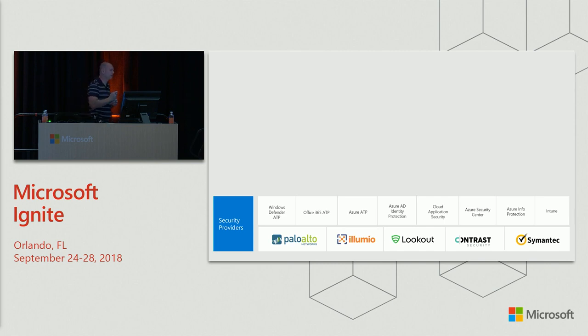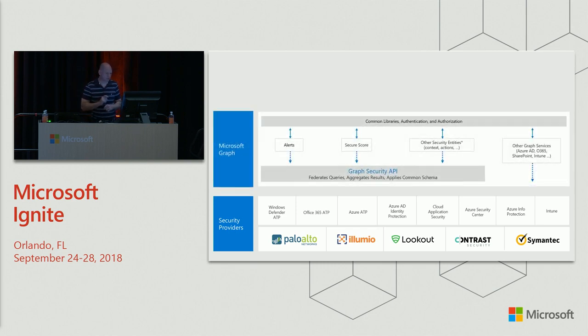And as I mentioned, we've got third-party products, and we're building up this ecosystem as fast as possible. Again, we just GA'd on Monday, so this ecosystem is going to grow very, very fast. But these are the 5 partners that were able to deliver something for us by the time of Ignite. So we truly appreciate the work that they did and thank them. Palo Alto, Illumio, Lookout, Contrast, and Symantec are all ready to go. So you can actually communicate with them through a Microsoft API, which is very cool.